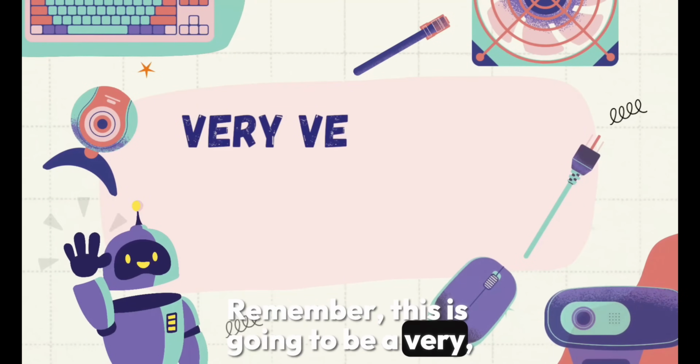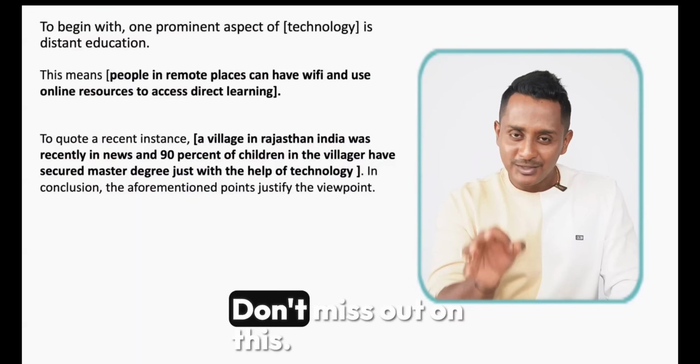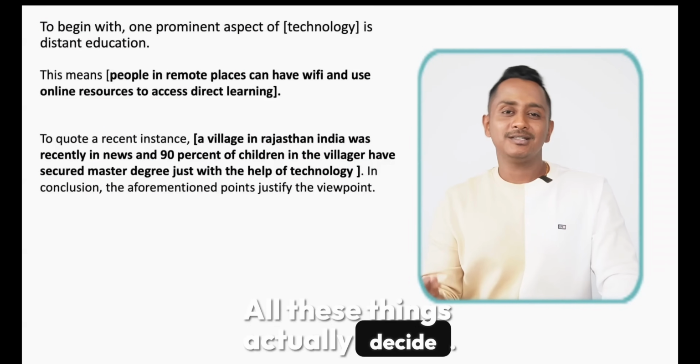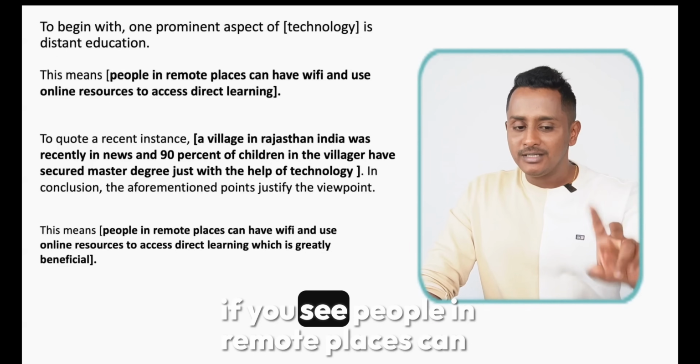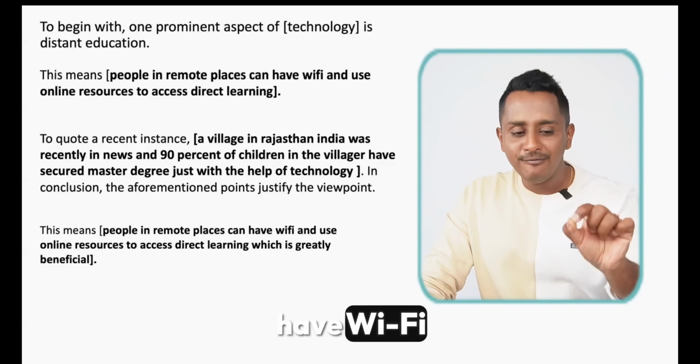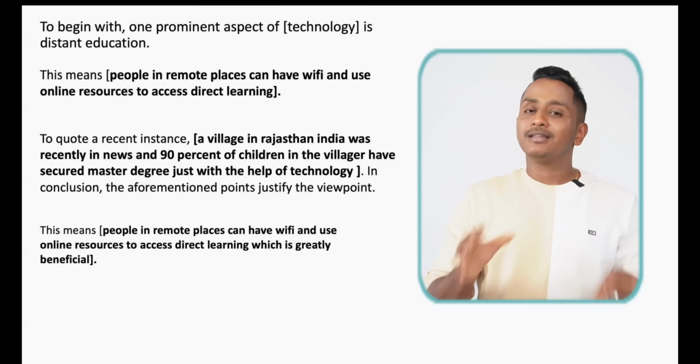Remember, this is going to be a very important part of the lecture. Don't miss out on this. All these things actually decide your essay scores. So now, second line, if you see: people in remote places can have Wi-Fi and use online resources to access distant learning. That's a compound sentence.